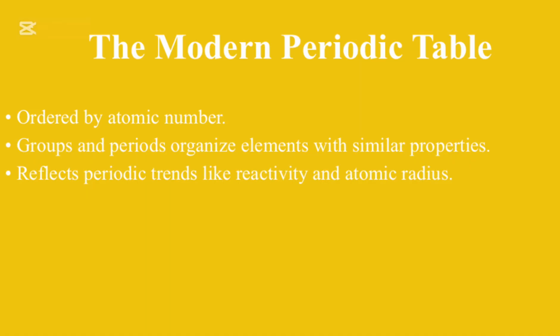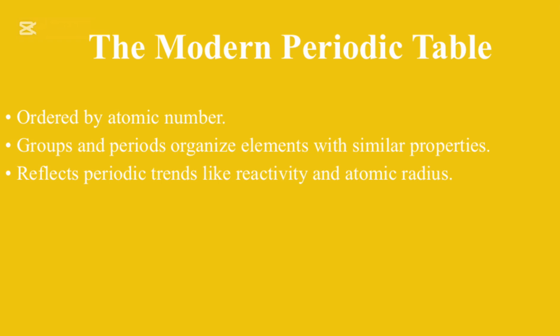This will now lead us to the modern periodic law, which says that elements are ordered by atomic number, and also groups and periods organize elements with similar properties. That's the truth. And in this process, they tend to reflect the periodic trends like reactivities of those elements and the atomic radius, which will be discussed later on as we progress in our study.